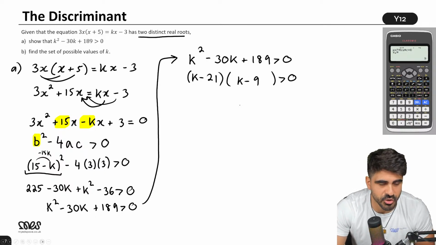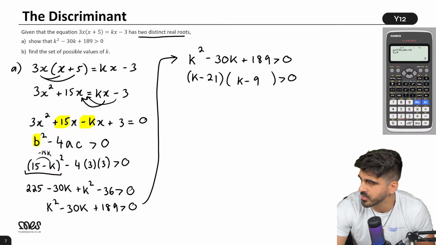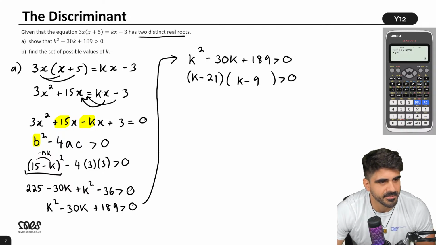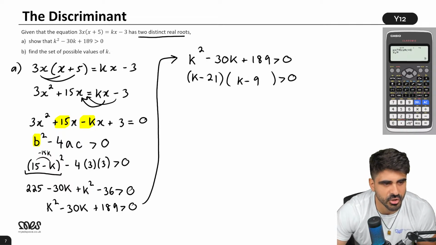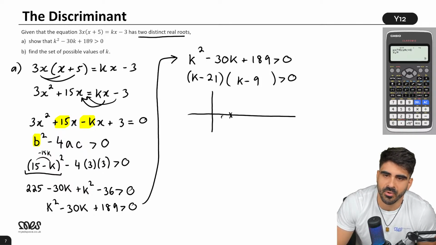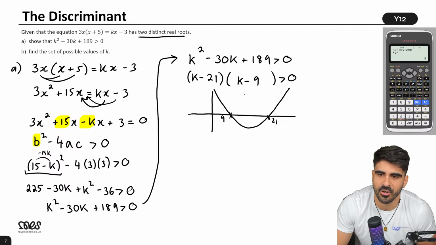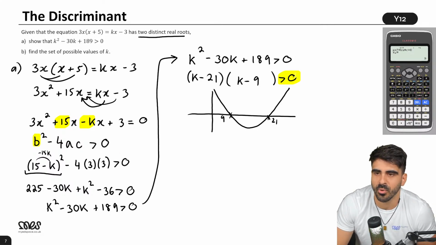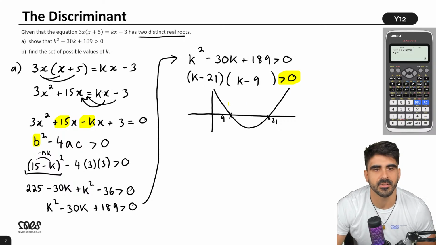Because A-level students still do it, guys. Year 13 students still make this mistake. They don't get the right inequalities. Draw a quad, good. So guys, just draw a quick quadratic. So you have 9 and 21. There it is. Now, can you guys tell me the answer, given the fact that I want bigger than 0? What is my solution?